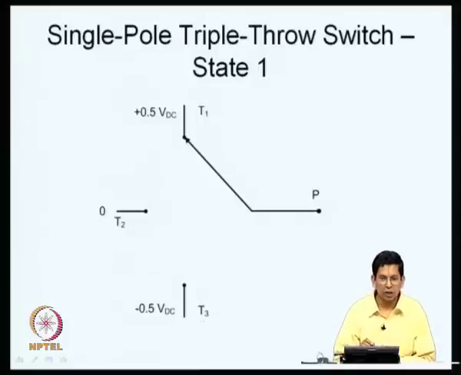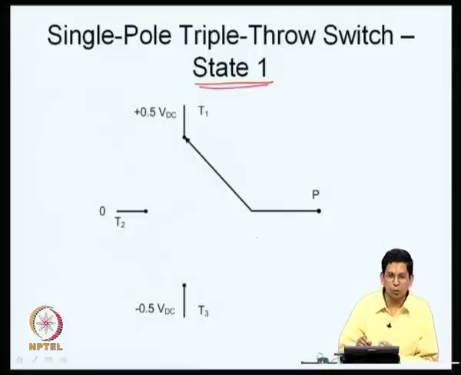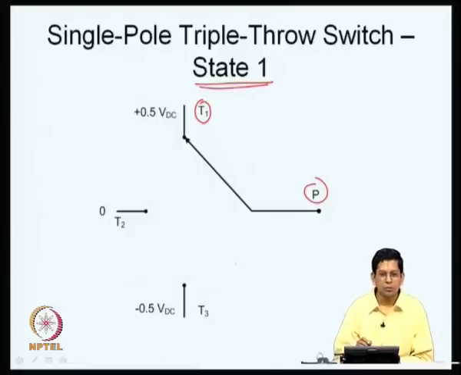With regard to the electronic realization, what we need to realize is a single pole triple throw switch. So, we need to look at the individual pole to throw connections, and before that let us look at the different states. This is what I call state 1. It is a single pole triple throw switch. The pole can be connected to the 3 throws T1, T2 or T3. In this case, P is connected to T1. So, I am calling this state 1.